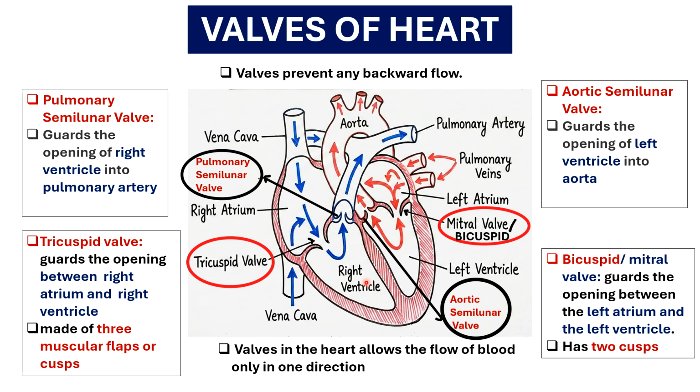Now next, coming to the ventricles. The right ventricle pumps the blood to the pulmonary artery, and the left ventricle pumps the blood to the aorta, and both of these openings are guarded by semilunar valves. Two types of semilunar valves are there. The pulmonary semilunar valve guards the opening of the right ventricle into the pulmonary artery, and the aortic semilunar valve guards the opening of the left ventricle into the aorta. Clear? So these are the four main types of valves which are very important from the NEET perspective.